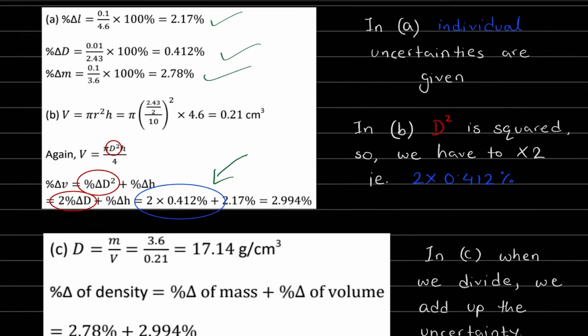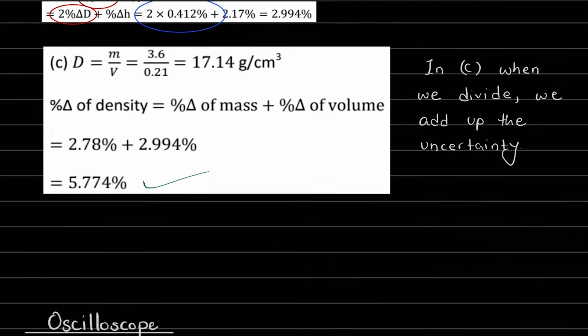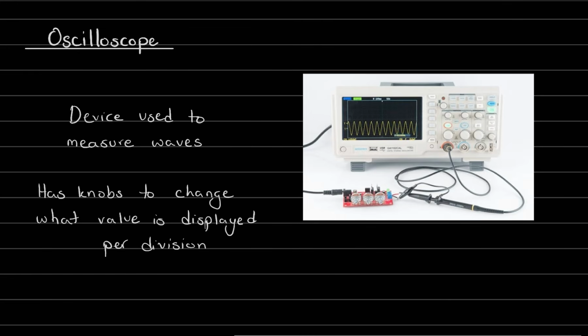Moving on, if you look at number C, you will have a formula that has divide in it. Nevertheless, in case of uncertainty, you will just add them up. Here we add them up and found a total of 5.774. Moving on to our next topic, we have oscilloscope.